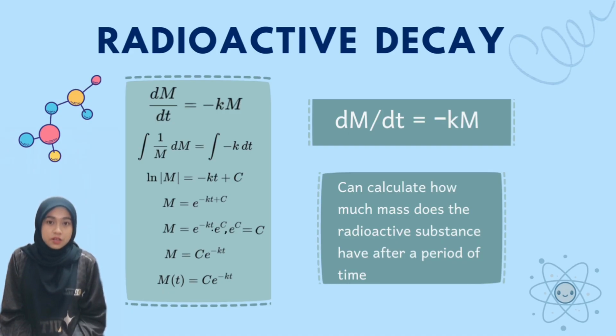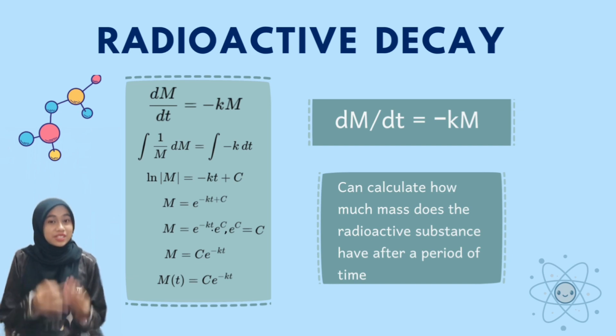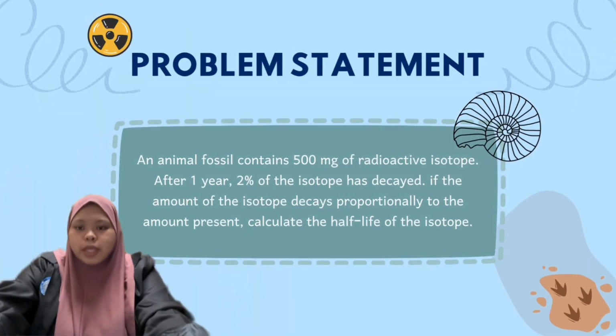Using the laws of exponents, we can rewrite this expression as m equals e to the power of c times e to the power of negative kt. Since e to the power of c is constant, we simplify it by replacing it with a single constant c. Therefore, the final solution of the differential equation is m of t equals c e to the power of negative kt. This formula allows us to express the value of m as a function of time. Once the constant c and the value of k are known, we can determine the value of m at any specific time. This is our first problem statement.